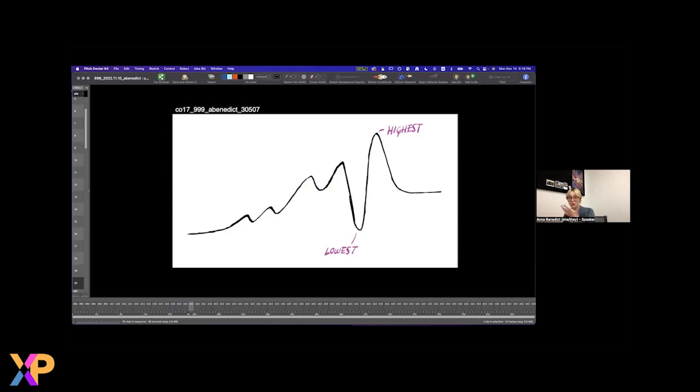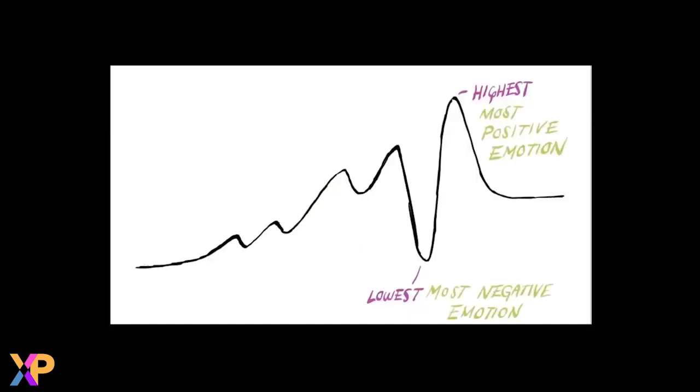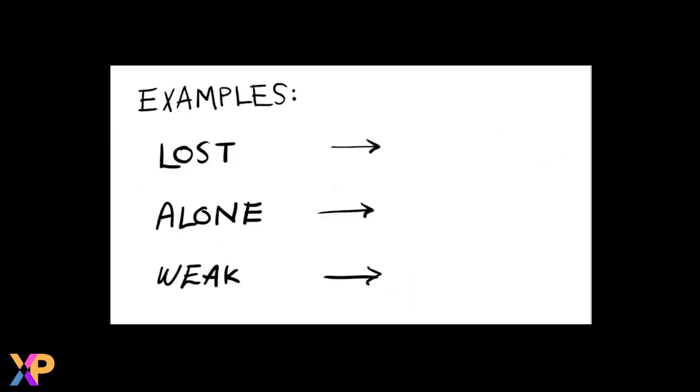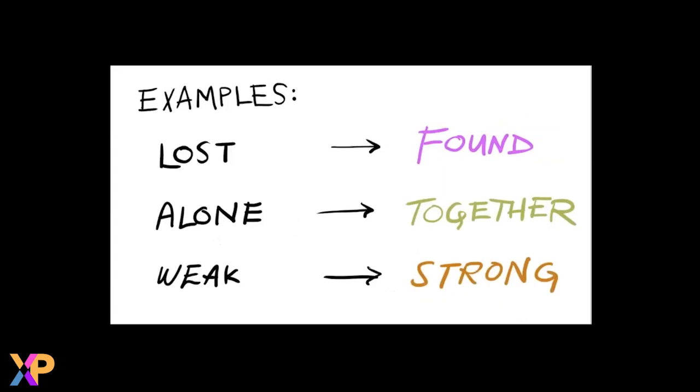This is how we know this is the most important part of the story, is we use contrast to punctuate it. So at the low point, this is our most negative emotion in the story. And of course, it's contrasted with the highest point, which is the most positive emotion. And usually these are opposites. So here's some examples. If your character throughout your story is feeling lost, by Act 3, let's have them feel found. If they feel alone, they feel togetherness by the end. If at the beginning they feel weak, now they feel strong.